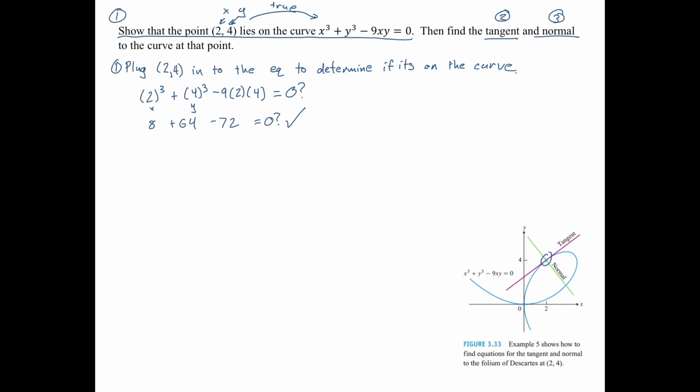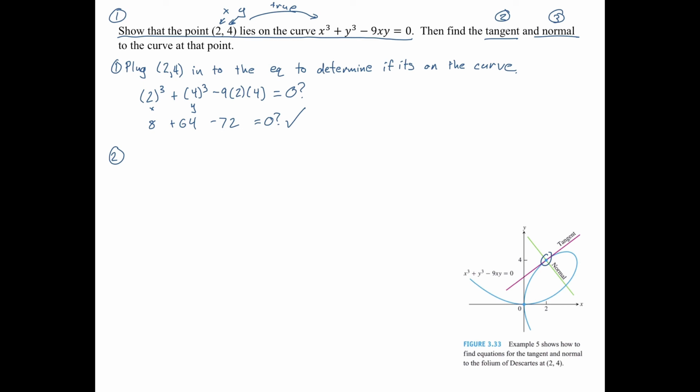All right, part 2 has quite a bit to do. We have to go ahead and find the tangent. And then, of course, once we find the tangent, we'll need to plug it into point slope form to actually get the line. All right, so here we go.